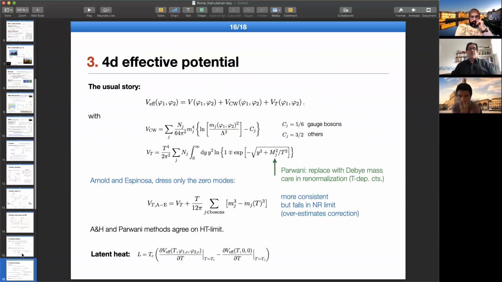And then there is the thing that everybody loves and uses in 95 or 99% of the papers. You just compute your one-loop effective potential, and using that, you compute, say, the latent heat from this formula, and that's it. Here, we looked into two different ways of implementing the resummation: the Parwani method, which replaces the J functions already with the Debye masses, and then a more consistent way of doing it, the Arnold-Espinosa way, where you only address the zero modes. They both have pros and cons. Parwani is less consistent, but can be made consistent in the renormalization by adding T-dependent counterterms.